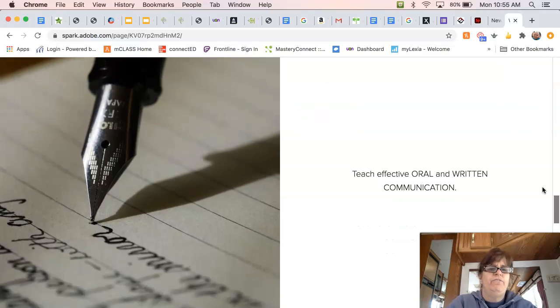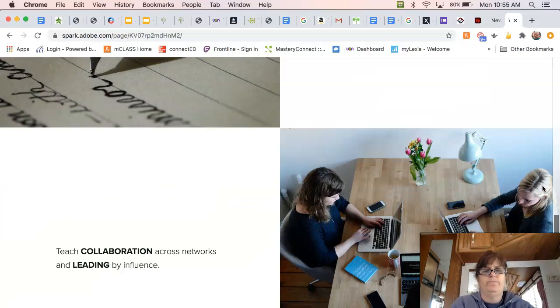We need to teach effective oral and written communication. Our kids do need to know how to write and to speak. Okay, this will be so important in the future. Robots aren't going to be doing that for them, and they're going to need to be able to get their thoughts across, and written communication is always important.